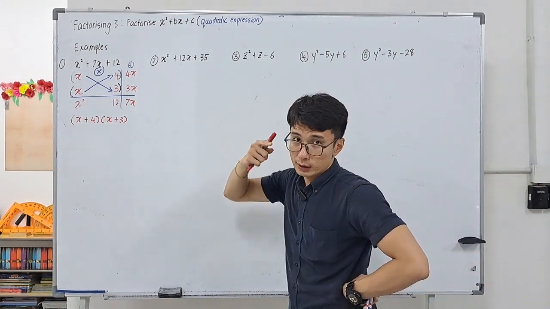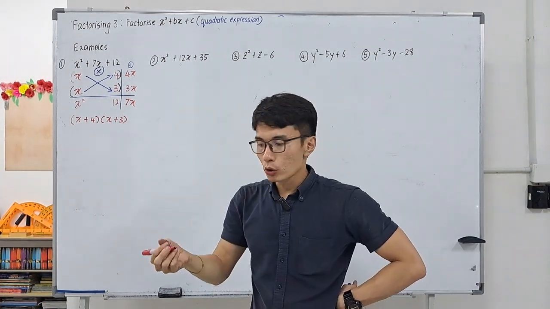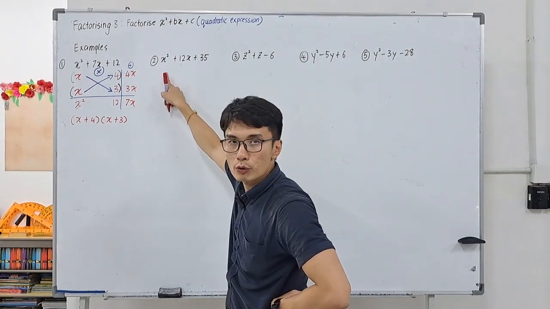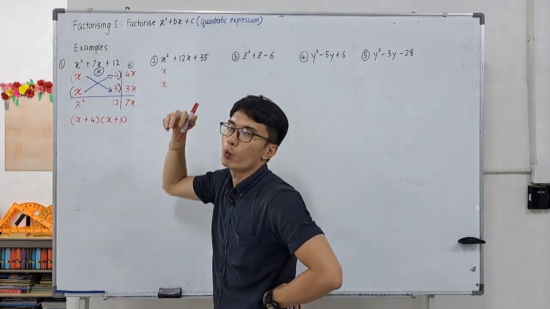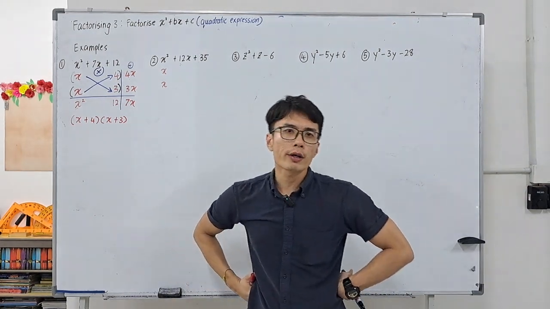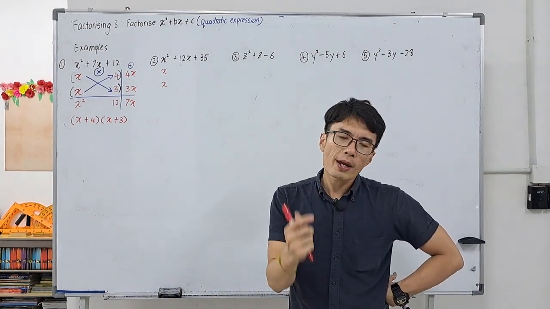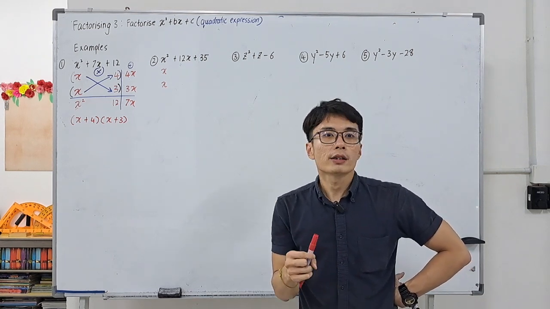Now let's explore the second example over here. Now again, I have x squared. So how do I get x squared over here? I'm going to use my table method again. I know it's going to be x times x. There's only one option over here. Now over here, I have 35. So try to think, what pair of numbers can you multiply together to get 35?